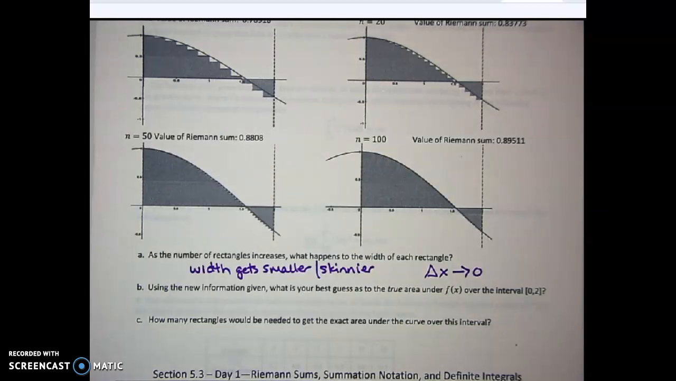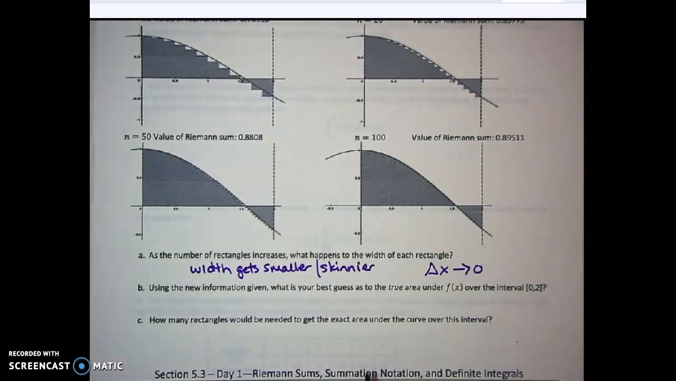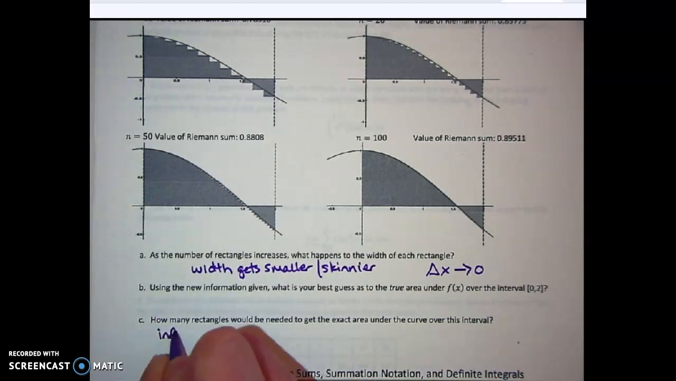So using this new information given, now what is your best guess as to the true area under the curve? Pause the video and see if you can give me a new estimate. And then how many rectangles would be needed to get the exact area under the curve over this interval? You might at this point be guessing that we need infinitely many rectangles.